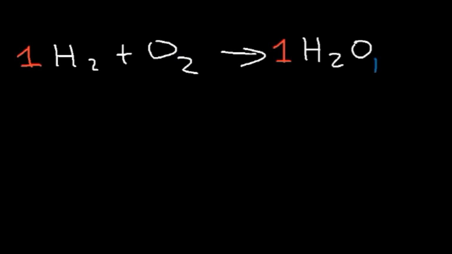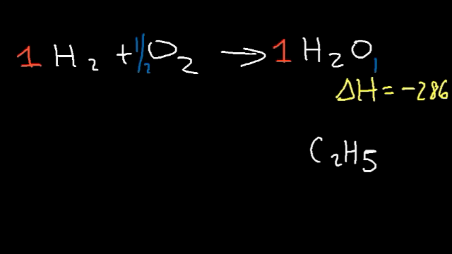The number of hydrogen atoms is balanced, but we have 1 oxygen atom on the right side and 2 on the left. So we need a half in front of oxygen. Now it's balanced. The enthalpy for this reaction is the heat of formation of water, which is approximately negative 286. Now how would you write the reaction for ethanol?